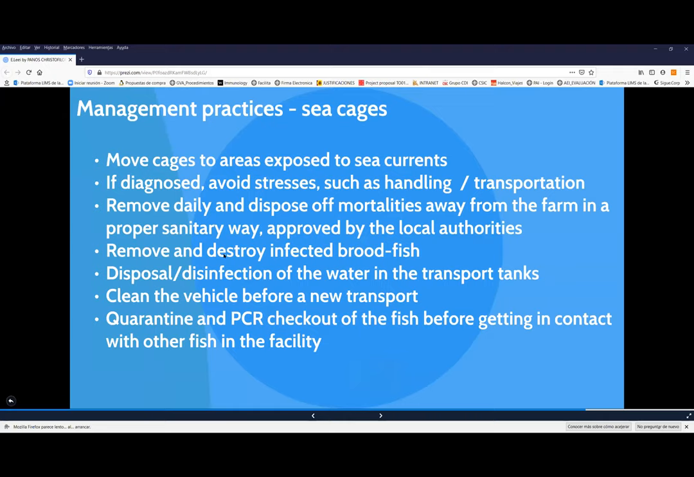If you're transporting the fish, it's very important to clean and disinfect the vehicle before and after every transport. And when getting new fish in a facility, they should be quarantined and checked by, for instance, PCR to see if they have or not the parasite before getting in contact with other fish in the facility.